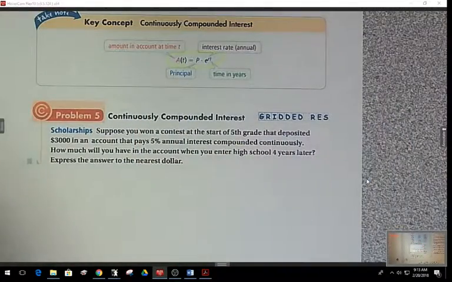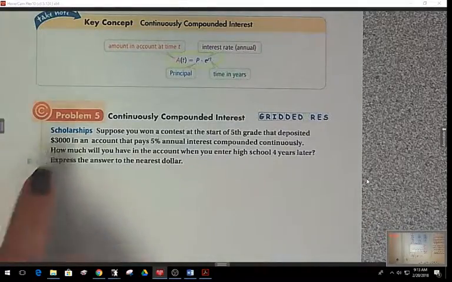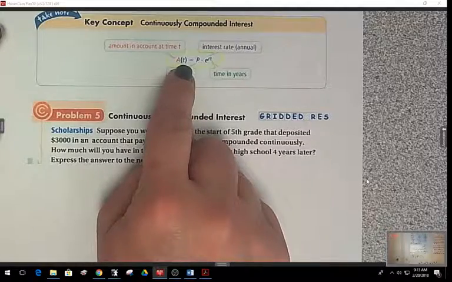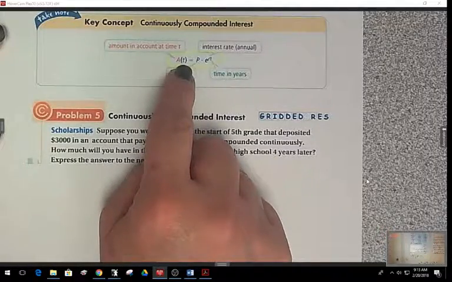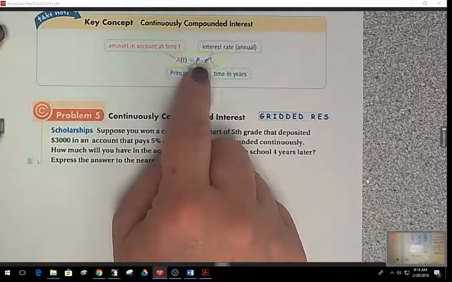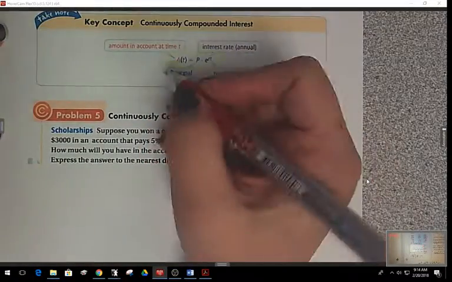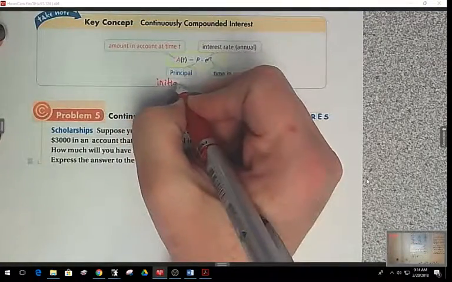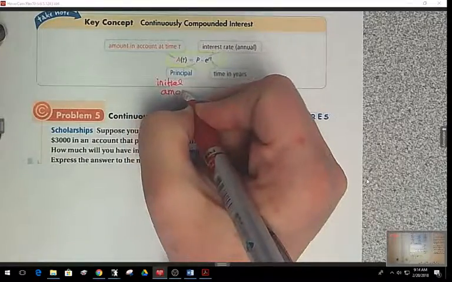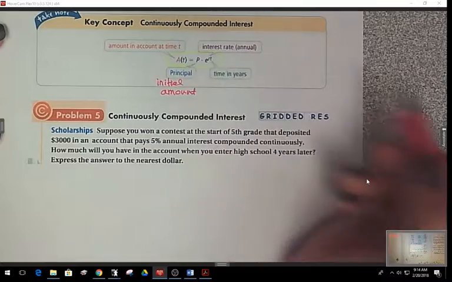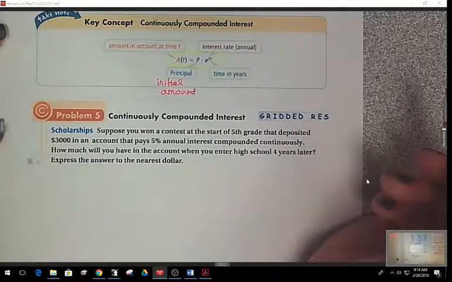Okay, there's our formula. And here they tell you that where they write A of T, that's the amount that you have in your account at any given time. That's why it's A of T. The P, that is principal. That's the amount you started with. So that is your initial amount. And then you have your base e. R is your annual interest rate, and T is your time in years.